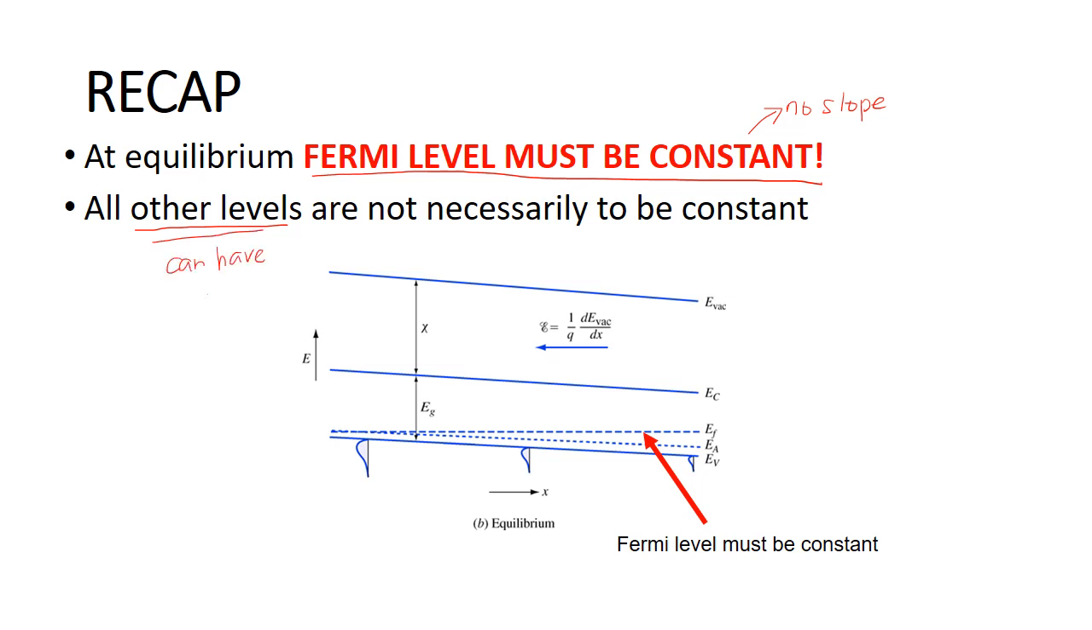Yang selain daripada Fermi level, for example, the conduction band, the valence band, and also the acceptor level or even the vacuum level, semuanya boleh ada slope. Okay, the reason why Fermi level tak boleh ada slope, you have to tengok balik in the first video, okay, ataupun in the second video dekat graded doping tu, I have explained quite detail on why Fermi level tak boleh ada slope and yang energy level yang lain boleh ada slope.